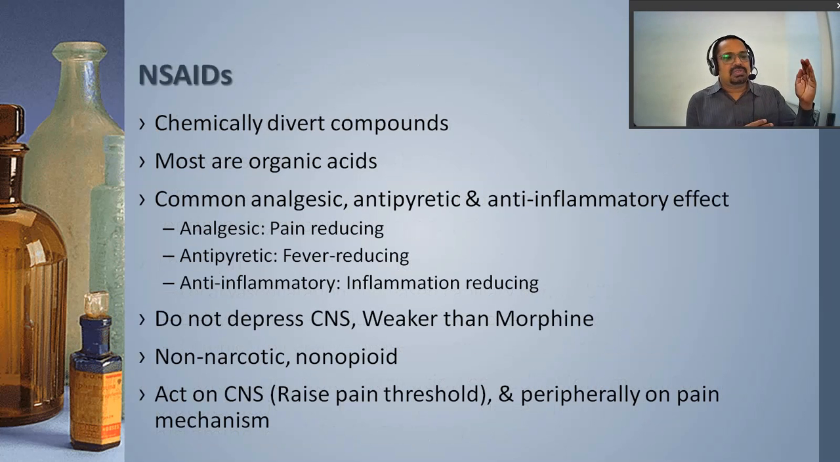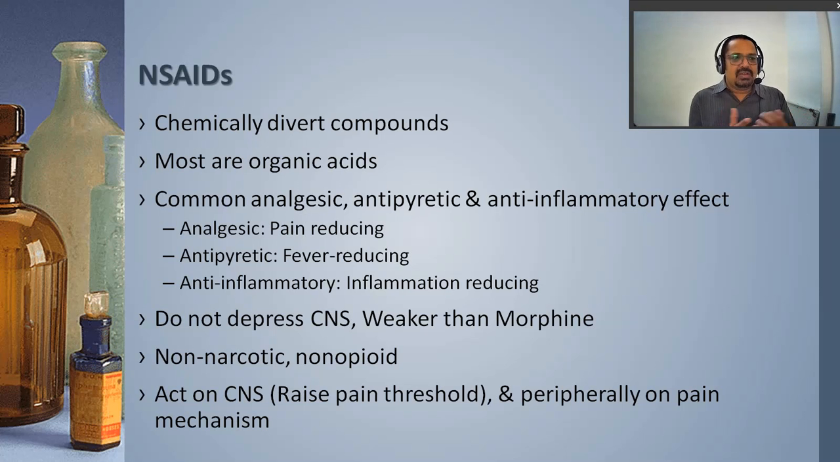These are used in three categories: pain, fever, and inflammation. So all these non-steroidal anti-inflammatory drugs will be used in these three conditions. What are these drugs? These are chemically diverse compounds. They do not have structural similarity. They have chemical diversity, and most of them are organic acids.